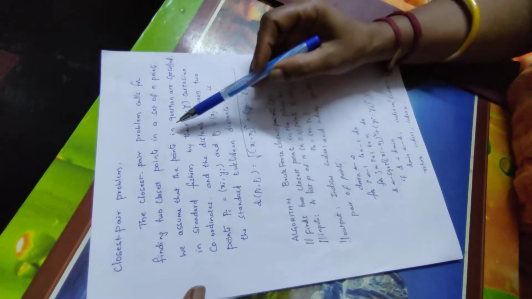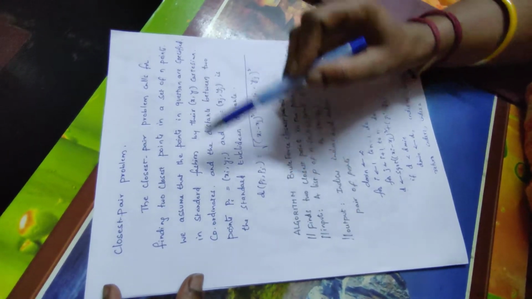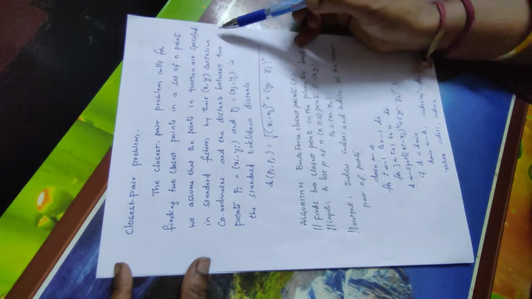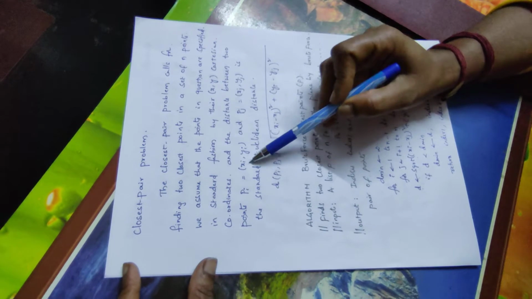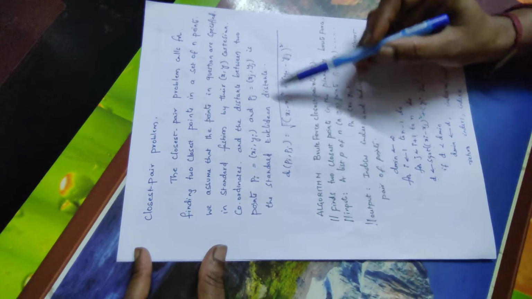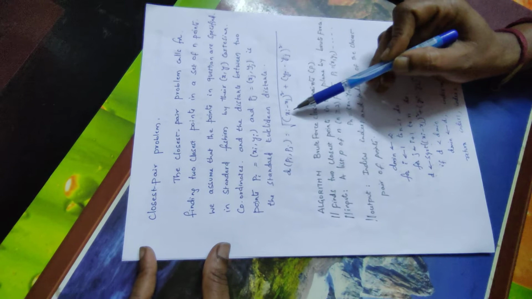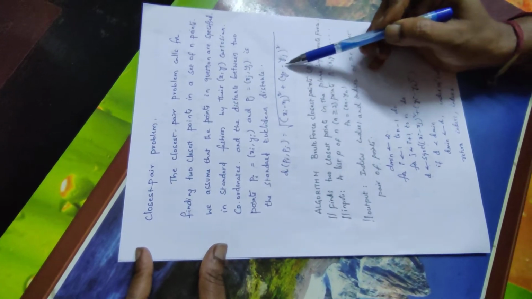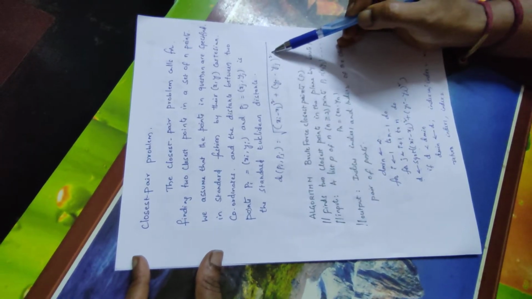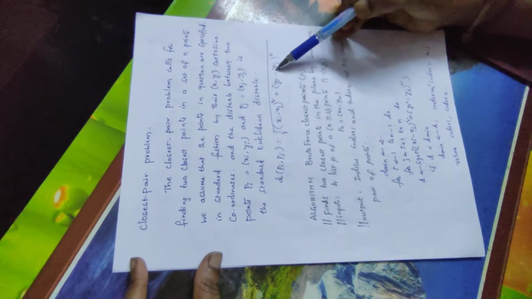We are assuming that the points in question are specified in a standard fashion by their xy Cartesian coordinates, and the distance between any 2 points, pi equals (xi, yi) and pj equals (xj, yj), is the standard Euclidean distance. That is d(pi, pj) equals the square root of (xi minus xj) whole squared plus (yi minus yj) whole squared. We are simply using this formula, so we can apply it in the brute force technique.